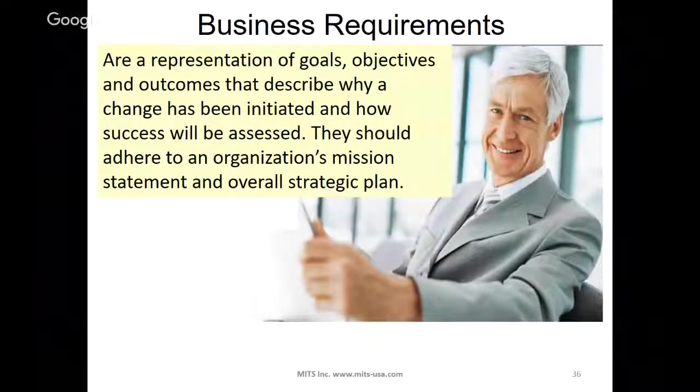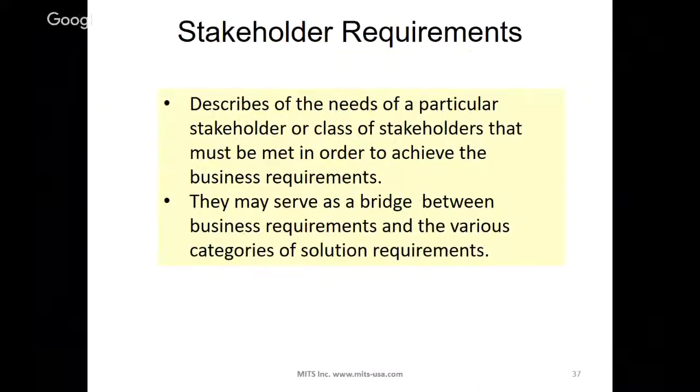All right, so business requirement: the ideas, goals, objectives, and outcomes that describe why a change has been initiated. So it's a lot of the why behind it and how the success will be assessed. Like, what's the success criteria from the business perspective? It usually boils down to money. Did we save $1 million? Did we save $2,000? What's the scope of the impact of the change?